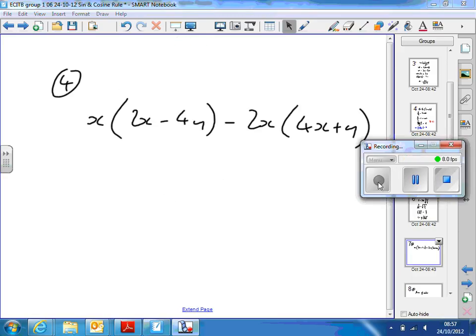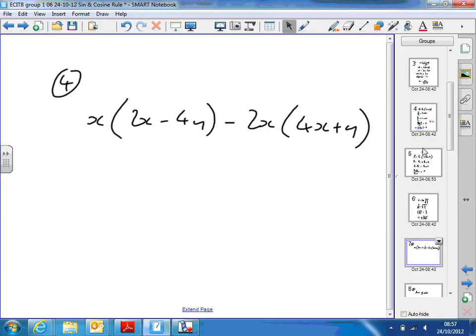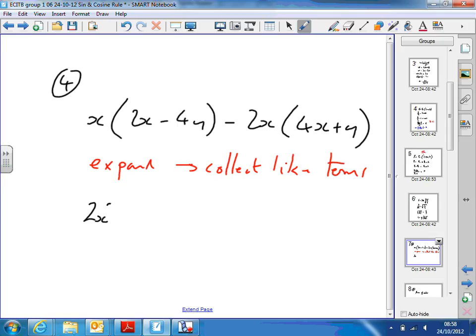Yeah. So let's look at number 4. What we do to simplify this one is to expand brackets and then collect like terms. That's what this is all about. Expand and collect like terms to simplify something like this. So we expand out the bracket. x times 2x gives 2x squared. x times minus 4y gives minus 4xy. I always write them in alphabetical order, so yx or xy, but write it as xy.